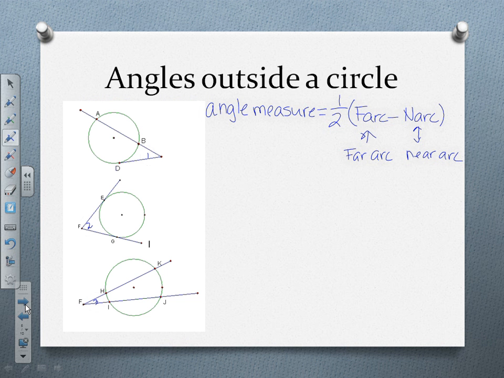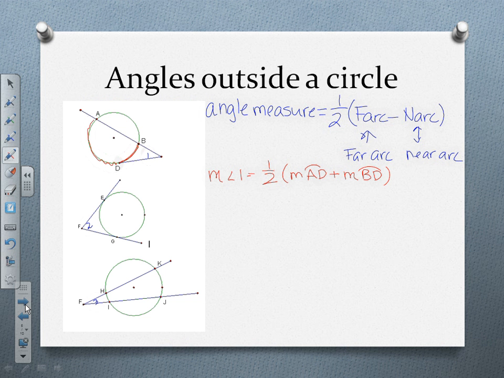So again, we're going to be looking at the arcs that they cut off. In this first example, it's this arc here, and then this arc here. Okay. So if we were going to find the measure of angle 1, it would be 1/2. The far arc would be arc AD, and the near arc would be arc BD.